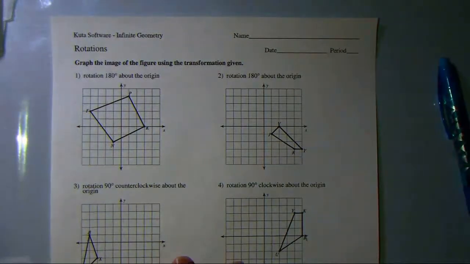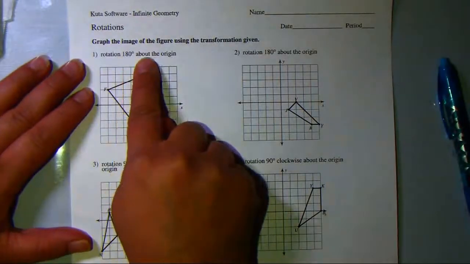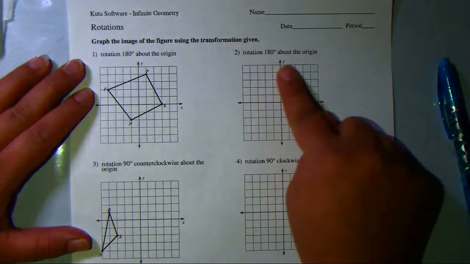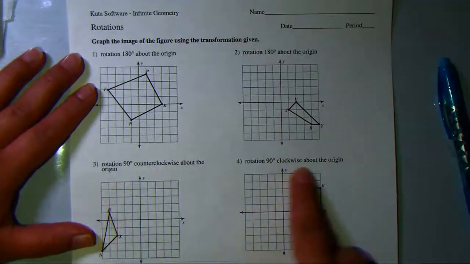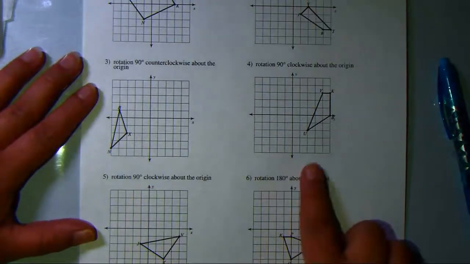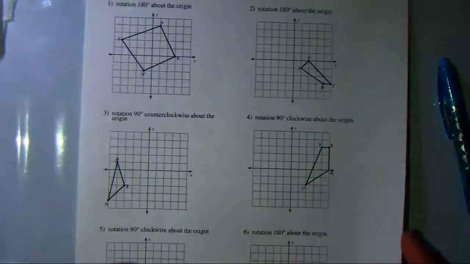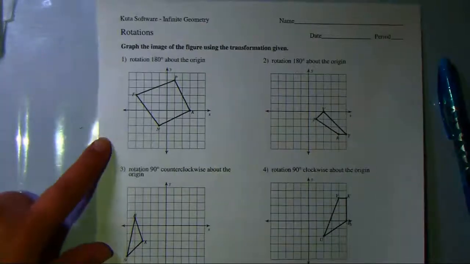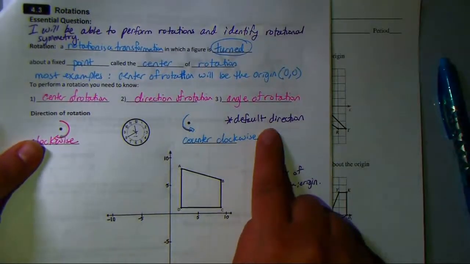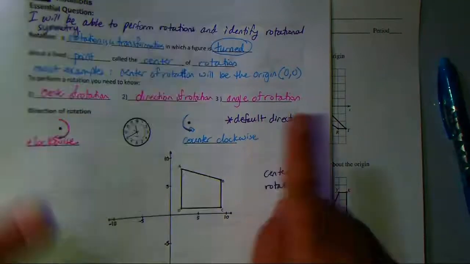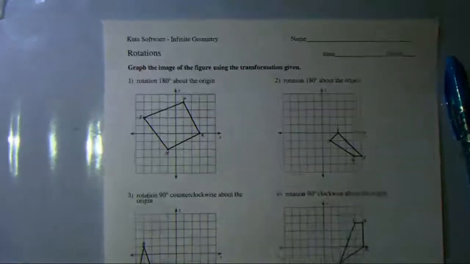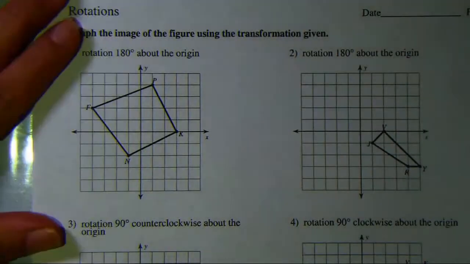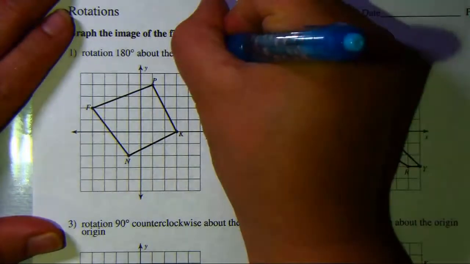Now, notice over here it says rotation 180 degrees about the origin. Rotation 90 degrees counterclockwise about the origin. Clockwise. And then we have another clockwise and we have another basic one. So wherever a direction has not been mentioned, we go back to our default direction of counterclockwise. So over here where it says rotation 180 degrees about the origin, we're doing counterclockwise. So this is going to be our counterclockwise rotation of C.